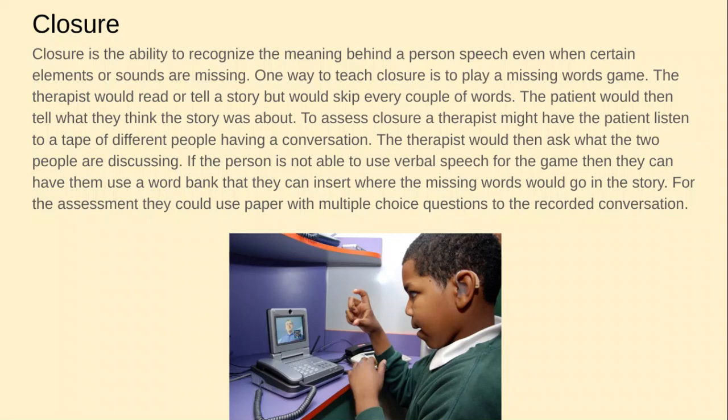To assess closure, a therapist might have the patient listen to a tape of different people having a conversation. The therapist would then ask what the two people are discussing.